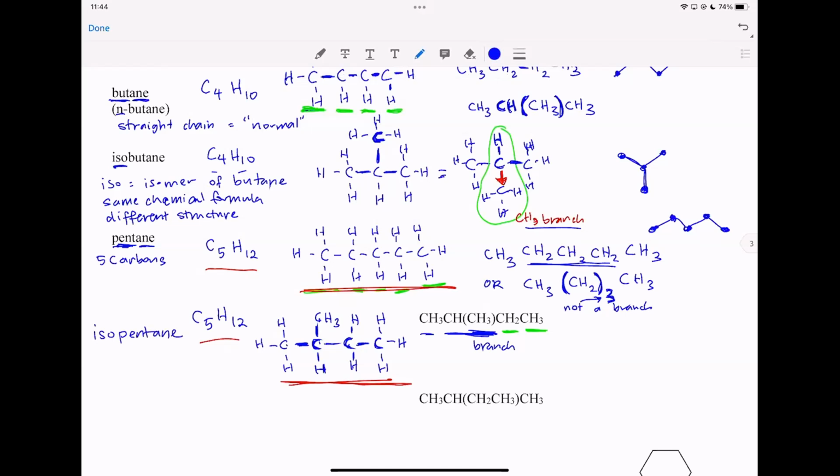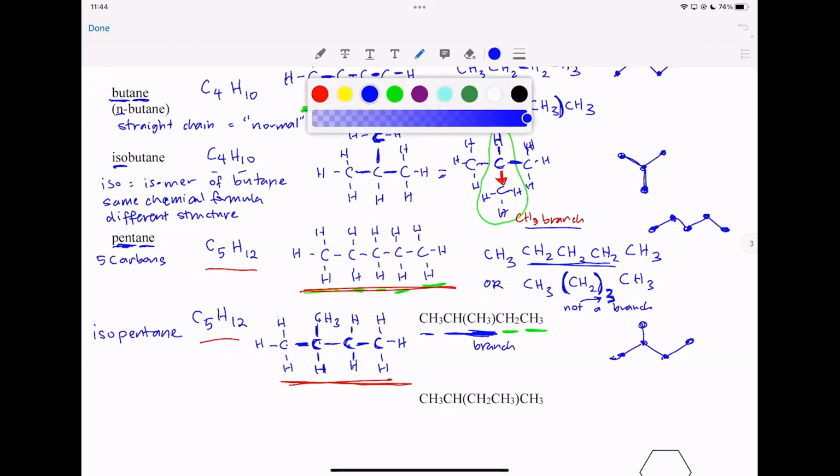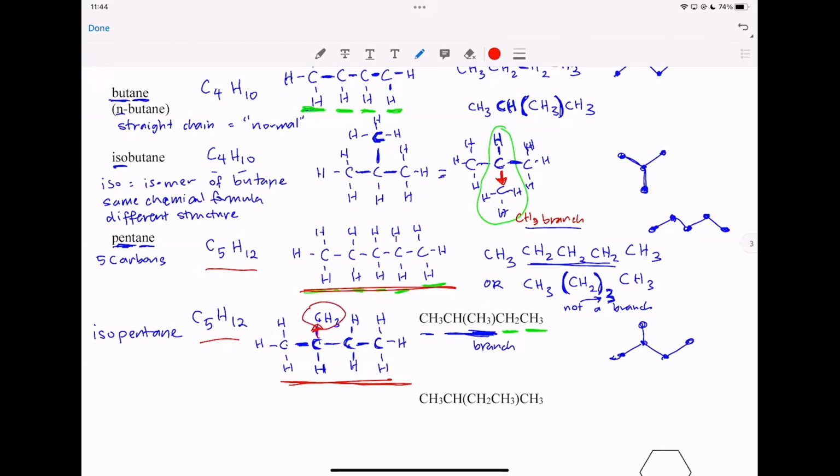Okay, and so the line angle drawing will also show that when you have 1, 2, 3, 4 carbons in the chain, and then there's a branch coming off that second carbon. So let me highlight that. This is a branch right here, the CH3 branch. So this is a branch coming off that second carbon.